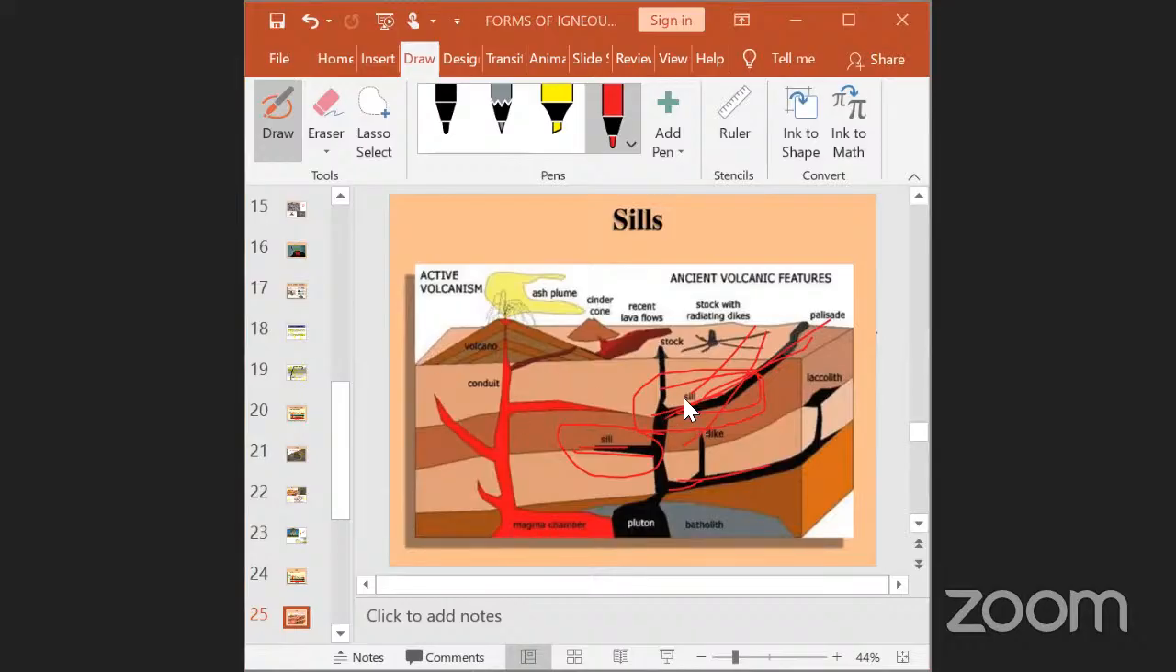Sills being concordant look like beds themselves on consolidation. Sills which spread over larger areas are generally thin and show uniform thickness. Lava flows may resemble sills closely because both are relatively thin and horizontal.